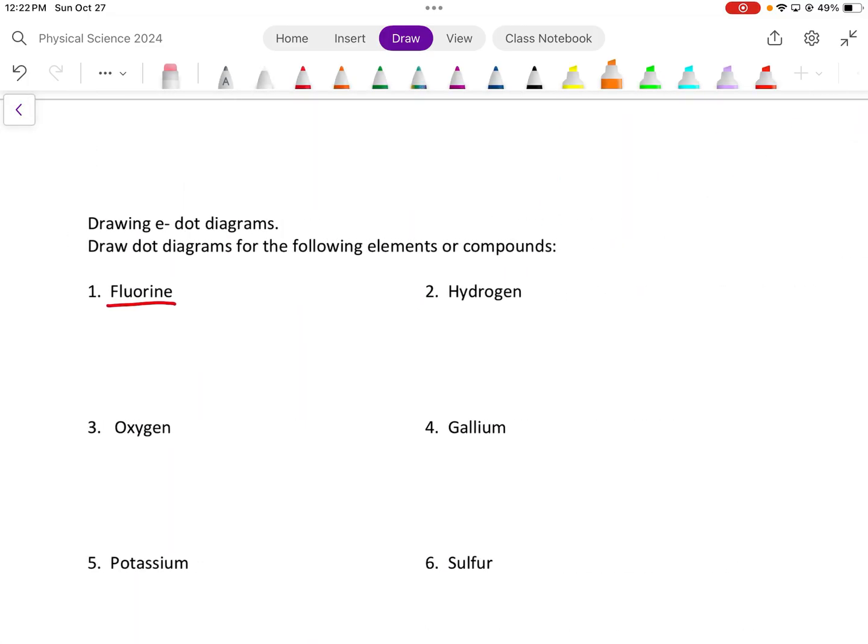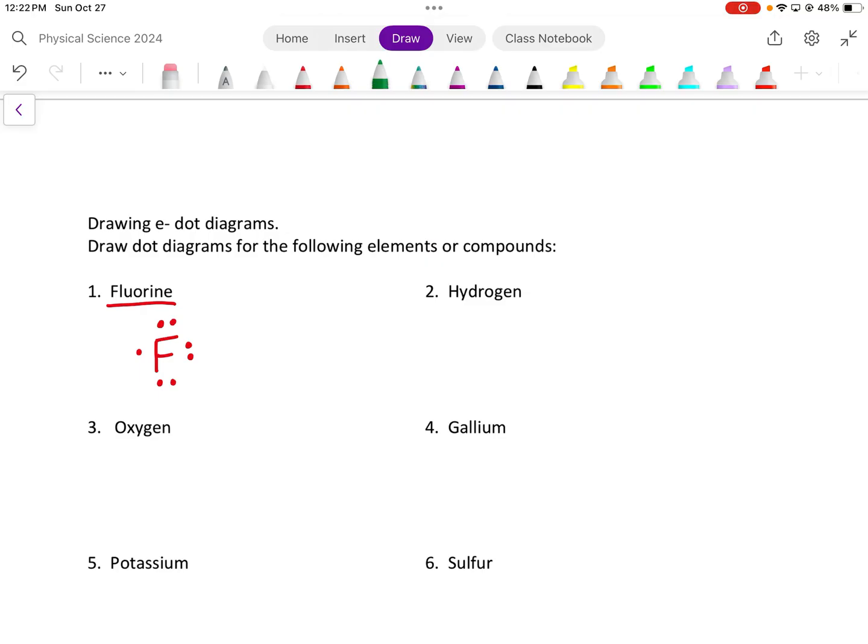So I'm going to go back to my sheet. And so I'll write the symbol, F, and I do 7 dots, similar to what we did before. 1, 2, 3, 4, 5, 6, 7. And so fluorine has 3 pairs of electrons, and 1 electron is all by itself. That's the dot diagram for fluorine.